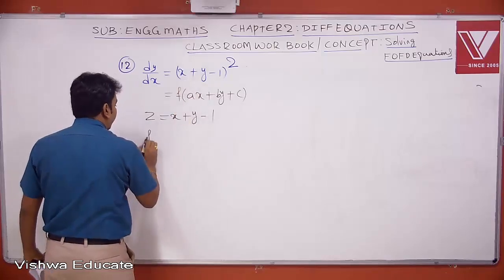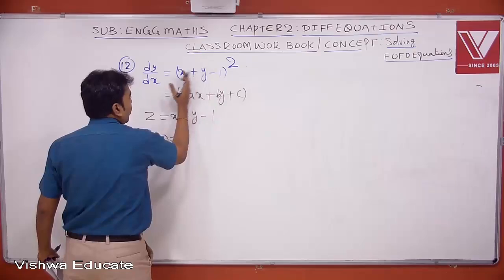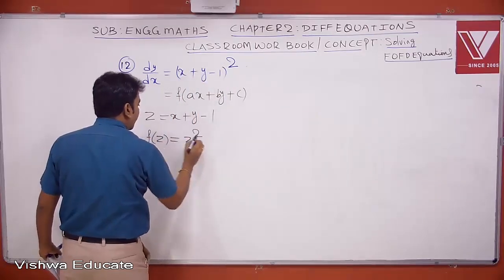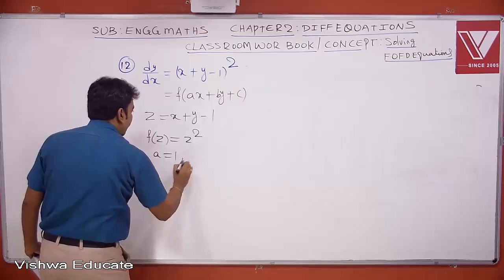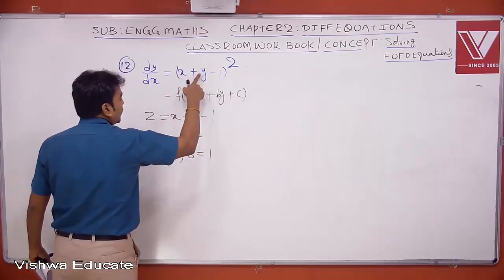Now what is f of z? f of z is z square, because this is z value. RHS function is f of z. So it is f of z equal to z square. Here a value is 1, b value is 1. a is coefficient of x and b is coefficient of y.